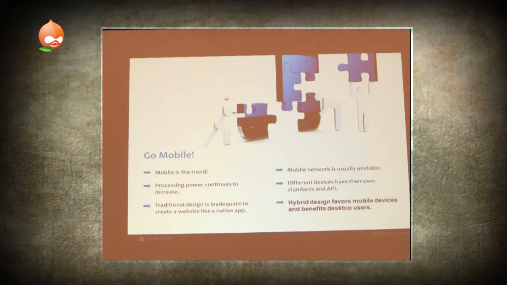That is the fact that the traditional architecture, the thin client, assumes that we have a fast and stable connection. That means it doesn't really work with mobile devices. Another downside is that different mobile devices have their own standards and APIs, meaning that the iOS app you build doesn't work with Android.